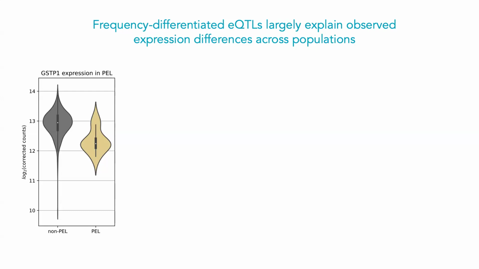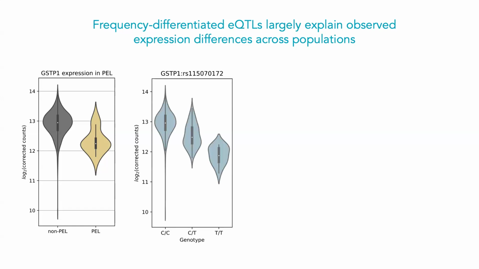Here's one of those exceptions, in this gene GSTP1, where this gene is differentially expressed in the individuals from the Peruvian population, lower expressed relative to individuals from other populations in the 1,000 Genomes Project. We can try to interpret this using our eQTL data. So if we pull out the strongest eQTL of GSTP1, we see that it's this C to T polymorphism where additional copies of T are associated with lower expression of this gene.